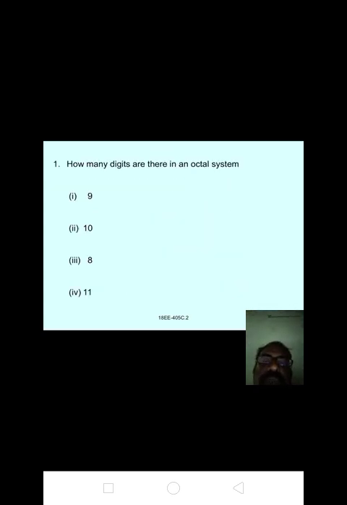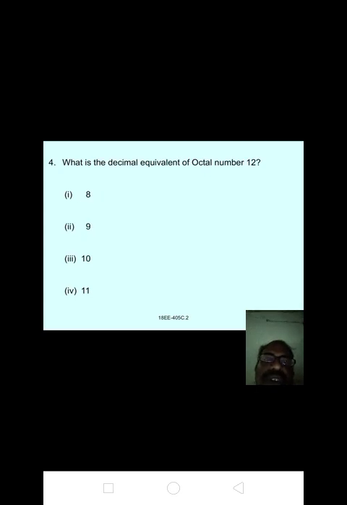Quiz. How many digits are there in the octal system? 8 digits. What is the base of the number in the octal system? 8. What is the octal equivalent of decimal 8? It is 10. What is the decimal equivalent of octal number 12? It is 10.